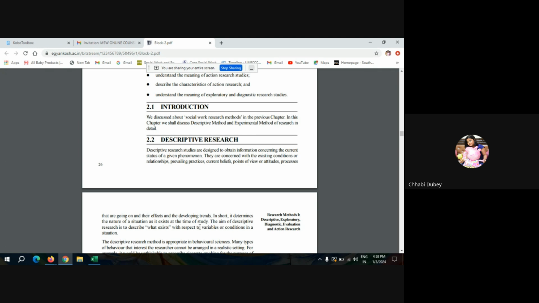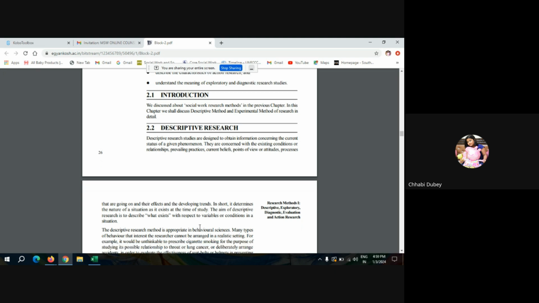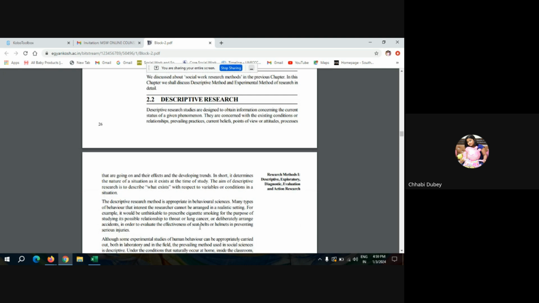So it just determines the nature of the situation as it exists at the time of study. Okay, so it basically describes what exists, like what is the situation with respect to the variables or conditions in a particular situation. Now, this is very appropriate in behavioral sciences, and many types of behavior that interest the researchers, they cannot be arranged in a realistic setting.